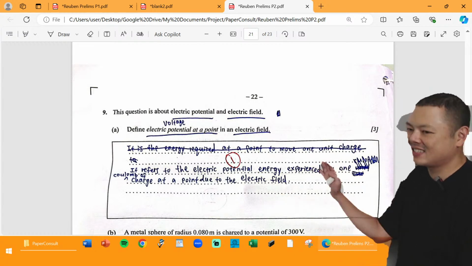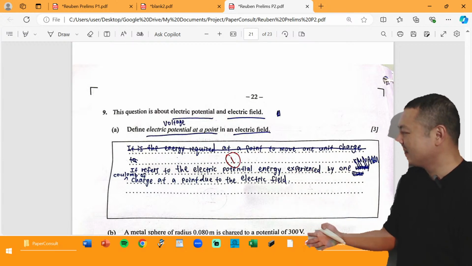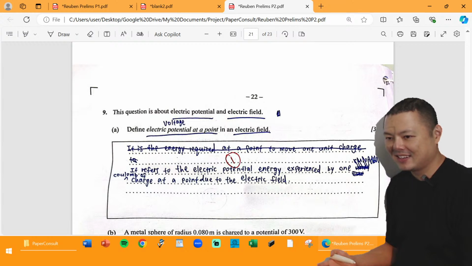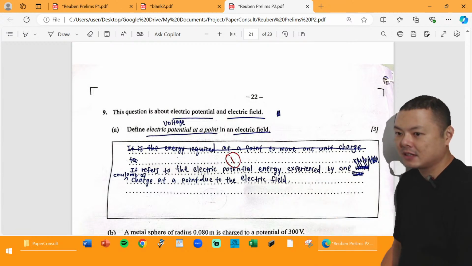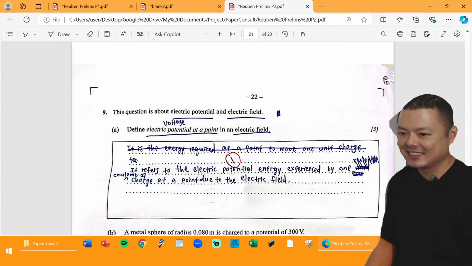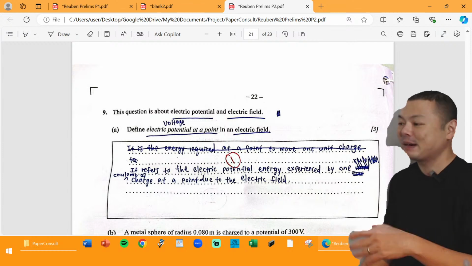What nonsense? You can't experience potential energy. No, but I thought you have the potential. Yeah, correct lah. Then what do you say, experience? You can experience a force. You cannot experience energy. But you don't experience it.